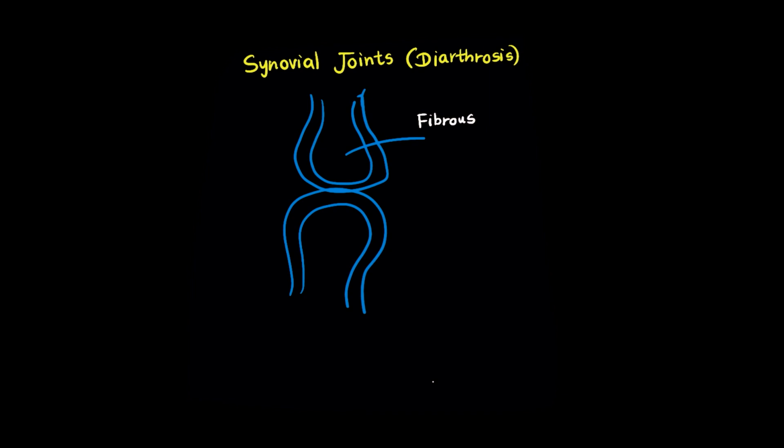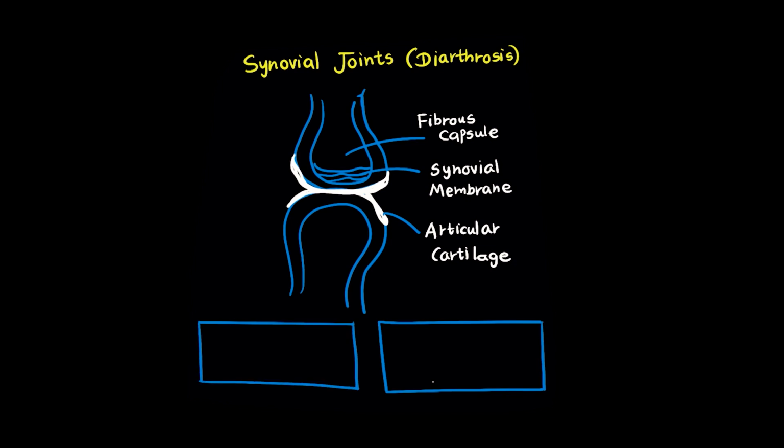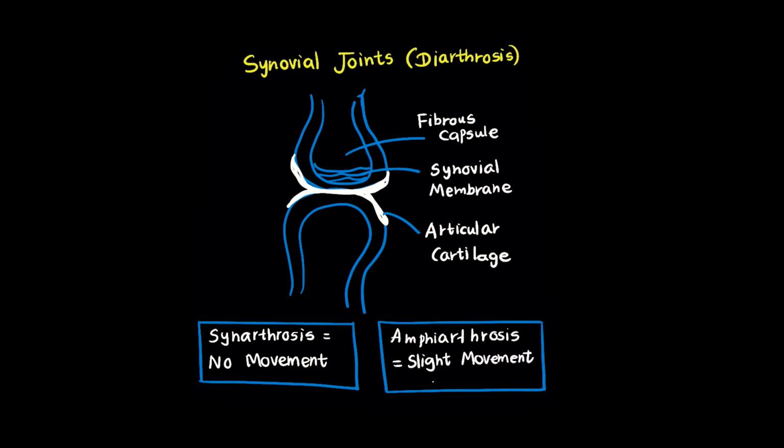Picture a high-tech bearing system. The joint is encased in a tough fibrous capsule that holds everything together like a protective sleeve. Inside this capsule, there's a special lining called the synovial membrane that produces synovial fluid. Think of it as premium motor oil for your joints. The bone ends are covered with smooth articular cartilage, like Teflon caps that prevent grinding. Together, these components create frictionless movement. Compare this to synarthrosis joints like skull sutures that don't move at all, or amphiarthrosis joints between vertebrae that barely wiggle. Synovial joints are the superstars of movement, found in your shoulders, knees, and hips.